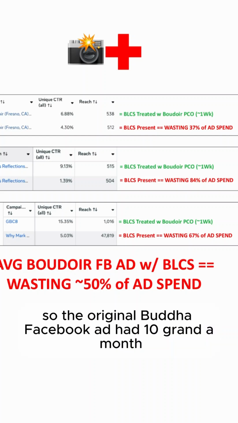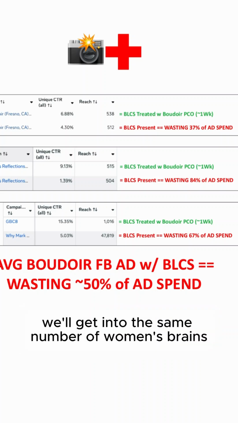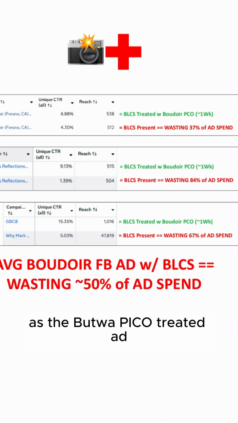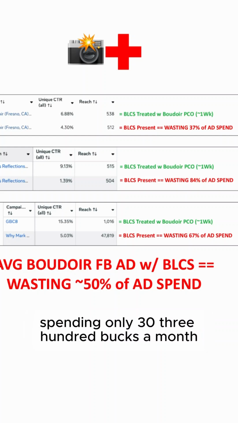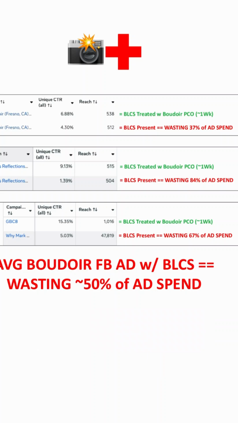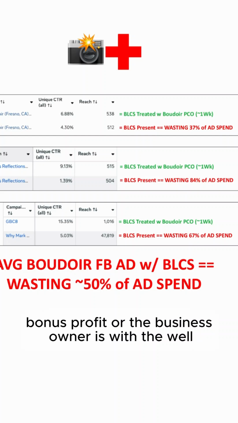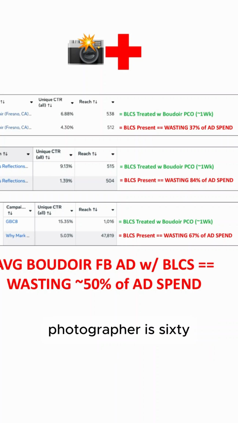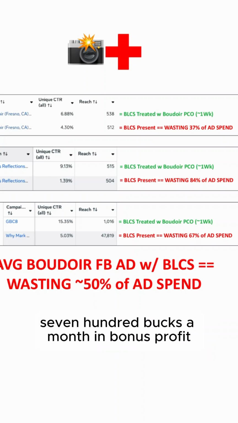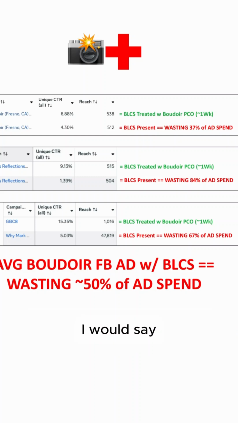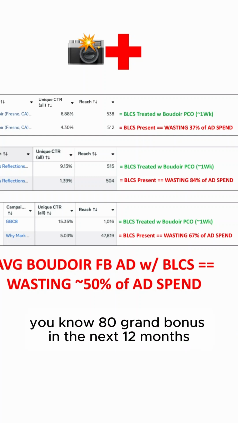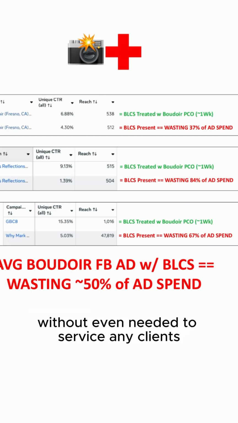So the original boudoir Facebook ad had 10 grand a month. We'll get the same number of women's brands as the boudoir PICO-treated ad, spending only 3,300 bucks a month. So that whole difference, we're pocketing that difference as a bonus profit, or the business owner is, the boudoir photographer is, 6,700 bucks a month in bonus profit by simply not spending that money. I would say 80 grand bonus in the next 12 months. So insanely good without even needing to service any clients.